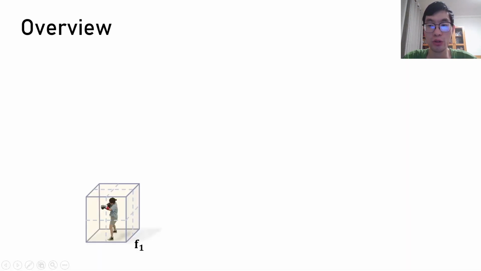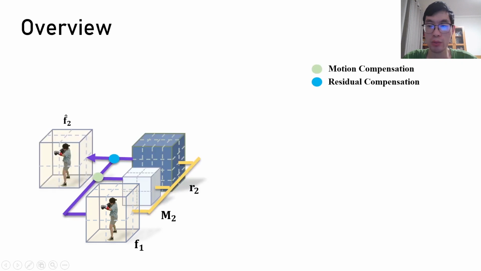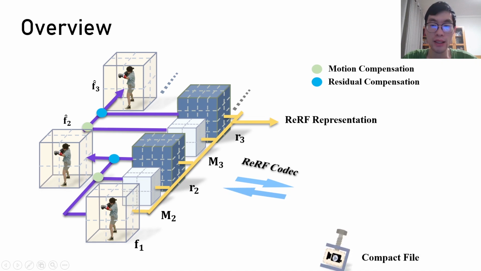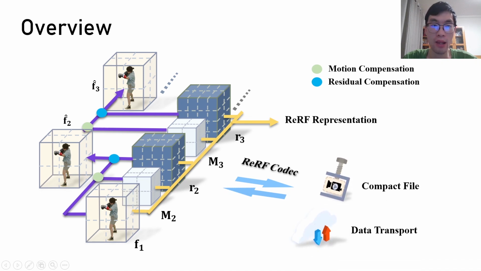Now first, let's go to our system overview. We use our sequential training scheme to generate compact REF representation with motion grid M_i and residual grid R_i for each frame i. And next, our REF-based codec scheme and player will compress it to enable fast data transport and online playing.